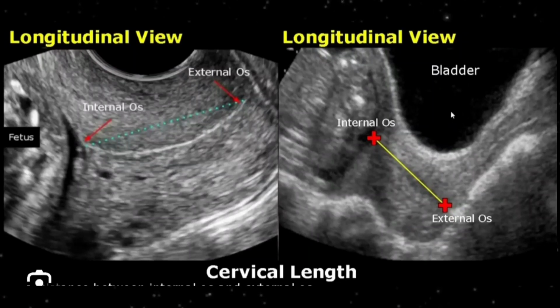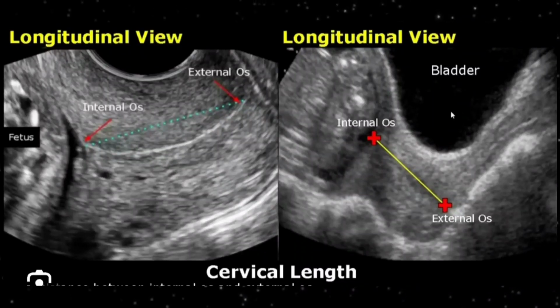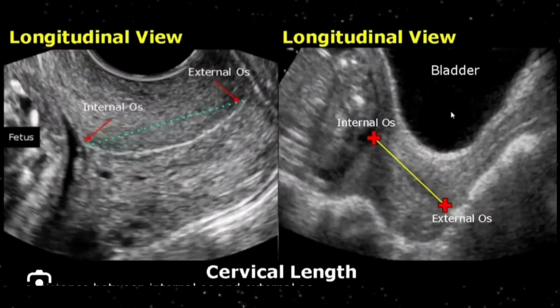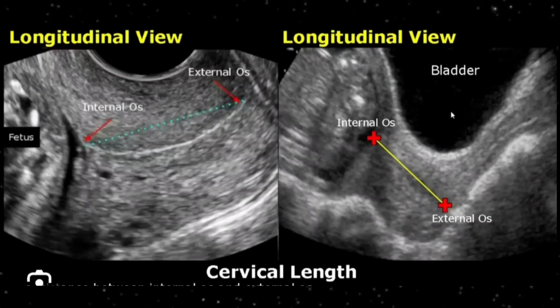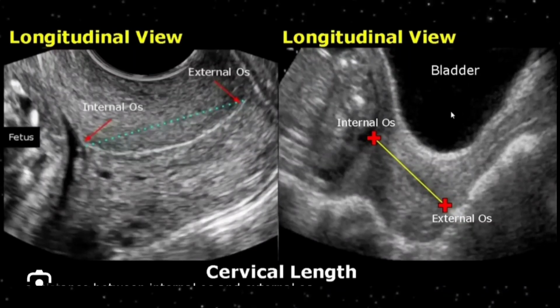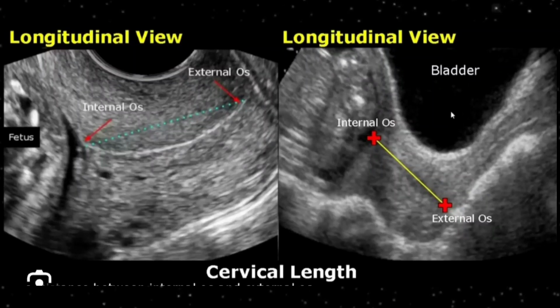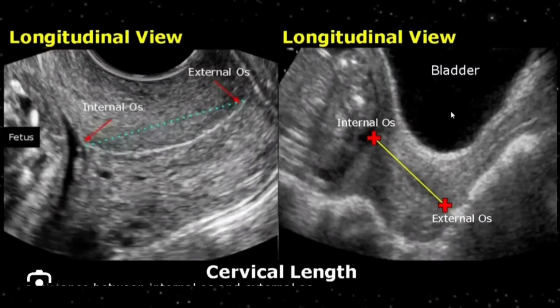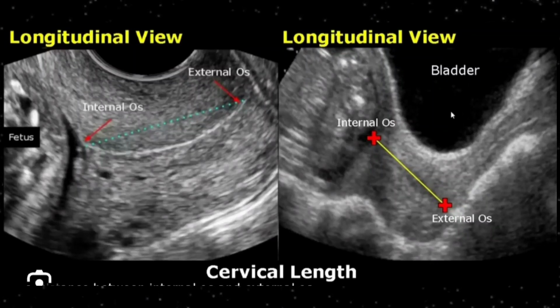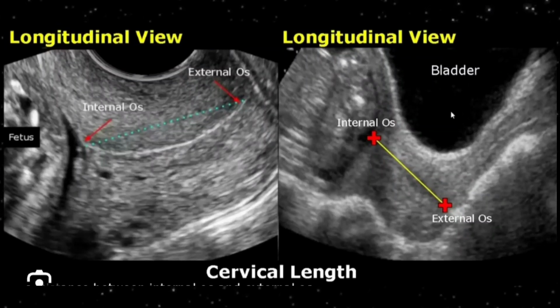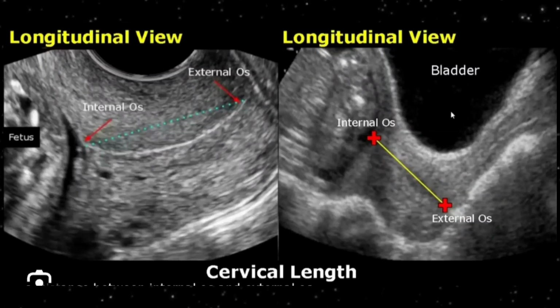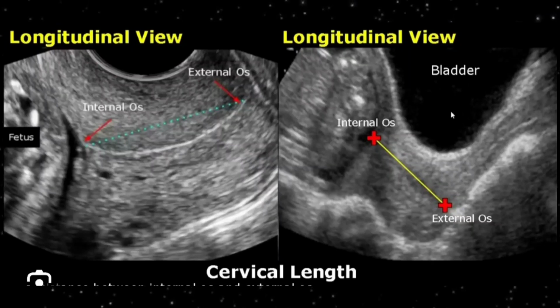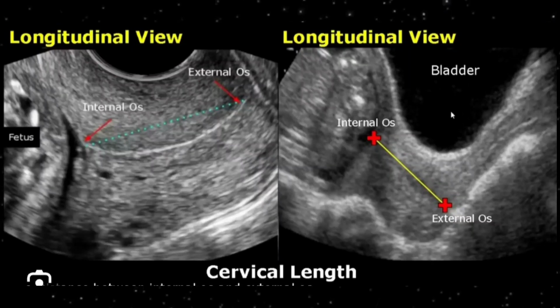Here this image shows basically two images. One is in longitudinal view, and the other also shows the cursor in the same longitudinal view. The bladder is visible there, and in both views the endocervical canal is also visible. From the internal os to the external os, you have to drag the cursor and look at the measurement.